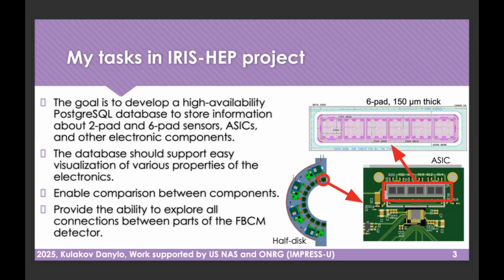So as you can see, here we have a half disk, and I marked here what is ASICs and where we have actual sensors. We call them 6 pads or 2 pads. And so each part of this detector has its own tests.